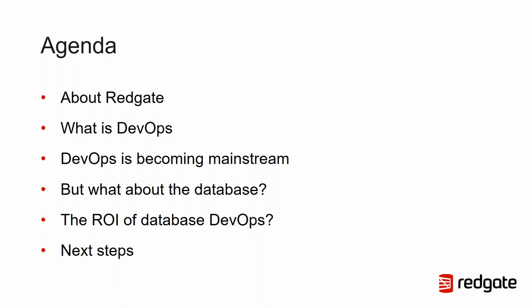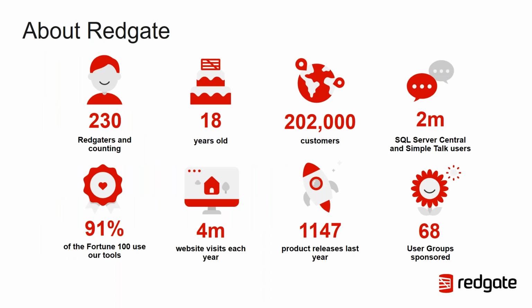So for everybody who's not familiar with Redgate Software, or for those of you who need a refresher, Redgate's a company that's based in Cambridge in the UK. We have a total of three offices globally, one which I'm based in Cambridge, and then two over in the US, one in Pasadena and one in Austin, Texas. And there's about 230 Redgaters in total.